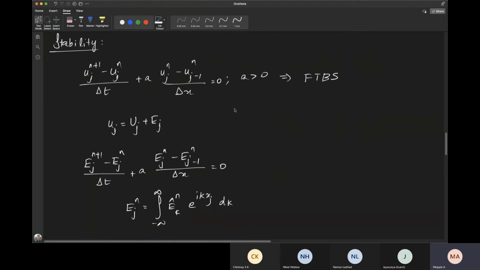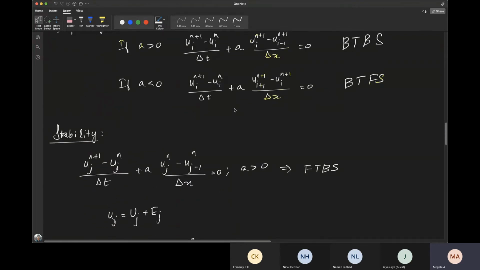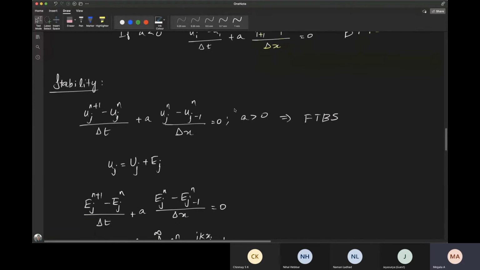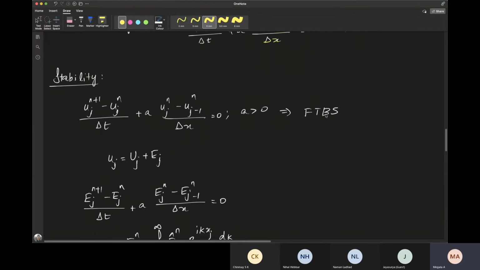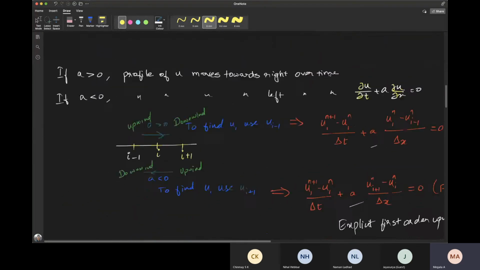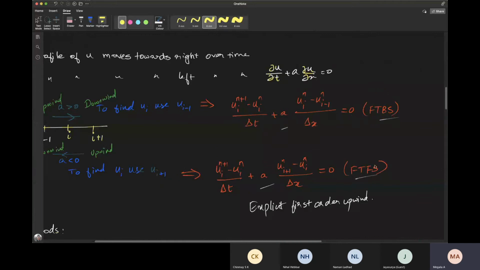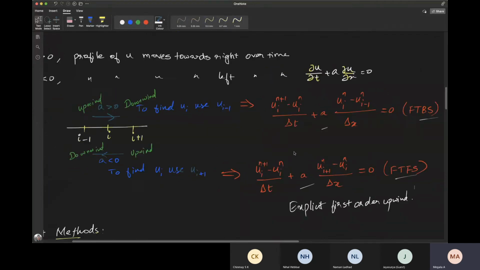Initially in the first class, we only saw the stability for the FTCS scheme corresponding to the linear convection equation. Now let us see it for FTBS. This also corresponds to the linear convection equation, and we have A, specifically A, to be greater than 0, because we formulated FTBS only for A greater than 0, right? And if A is less than 0, we'll have to go for FTFS.